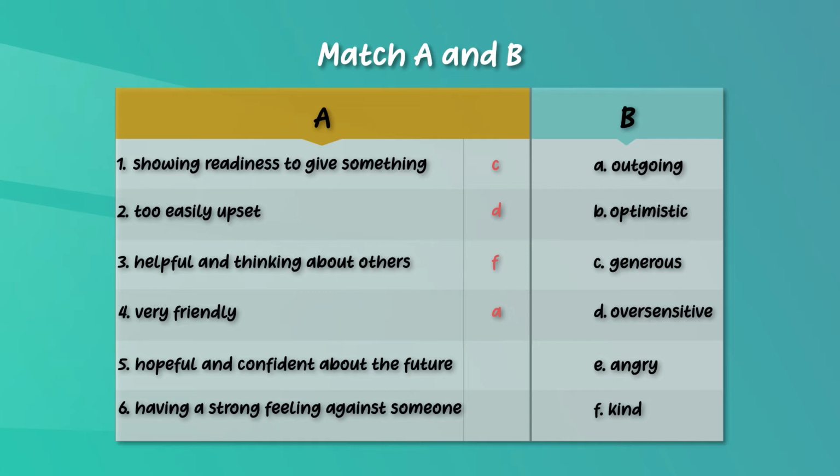Now the fifth one, hopeful and confident about the future. What is the matching adjective? Optimistic. That is letter B. Now the last one, having a strong feeling against someone. So for the sixth one, the remaining one, E, angry, is the answer.